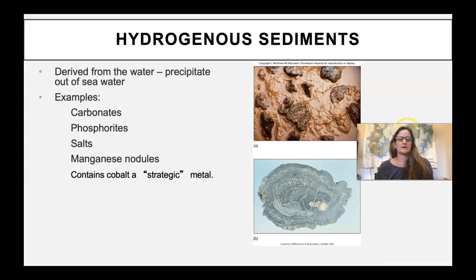Manganese nodules, these are manganese nodules here on the right, and they're concretions. They form around like a shell or a pebble, and then they form kind of like an everlasting gobstopper, concretions. And these are a strategic metal, meaning that the government seeks out that cobalt and those manganese nodules because they are important to our military.